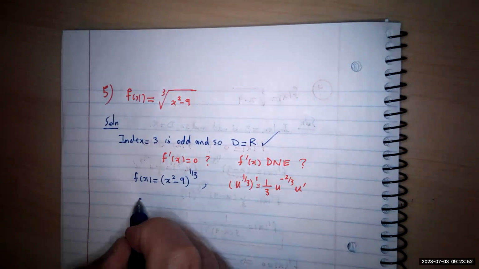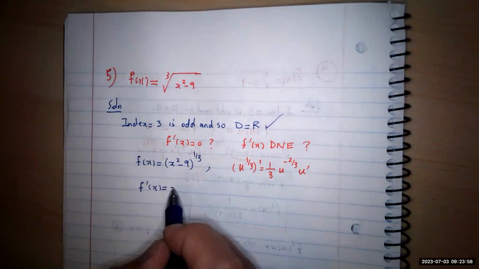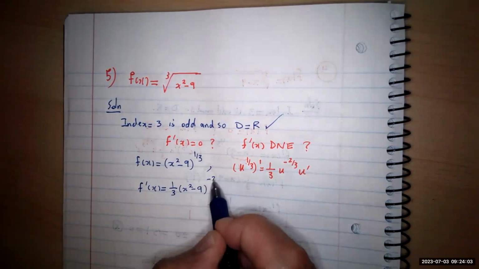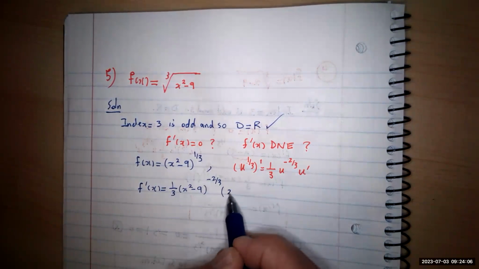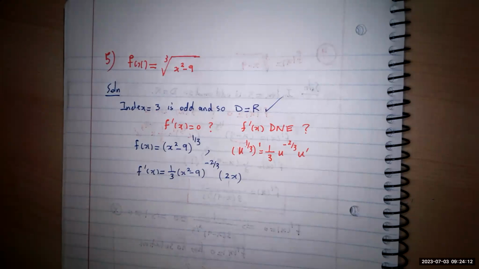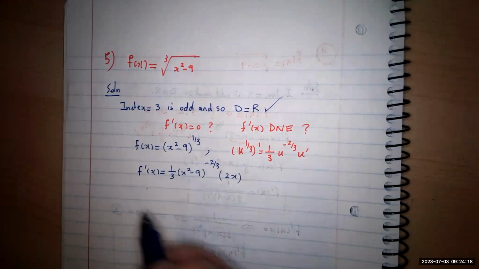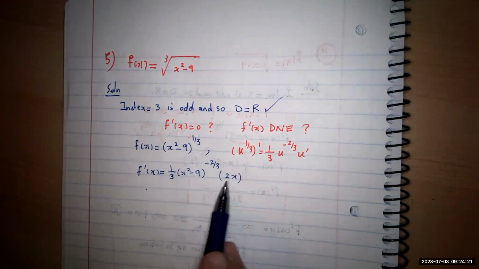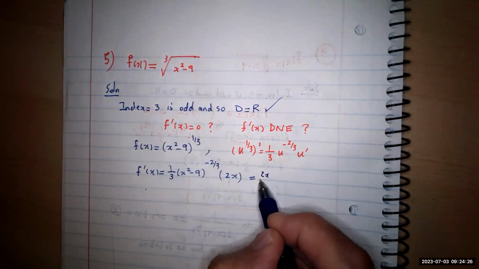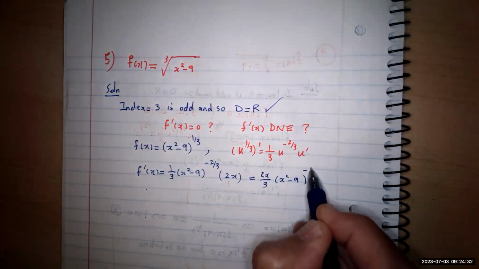Okay, now we're going to operate. It's going to be f prime of x. We bring the 1/3 down, so that gives 1/3 times x squared minus 9 to the 1 minus 3, negative 2/3. Of course, times u prime. This time the u prime is 2x. That's the difference between this problem and the other one. So we have to rewrite it and get rid of this negative power. Just put the monomials together: the 2x and the 1/3. So it's going to be 2x over 3, times x squared minus 9, everything to the negative 2/3.